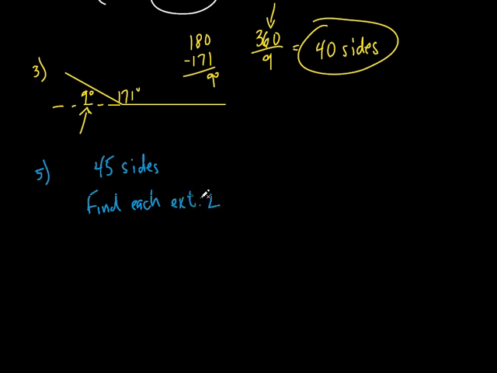Shouldn't be that hard at all. Now remember, we're trying to find the exterior angles, aren't we? And I know this time how many sides I have. This is not my degrees. This is not my angles. This tells me how many sides I have. So I want to find each one of them.